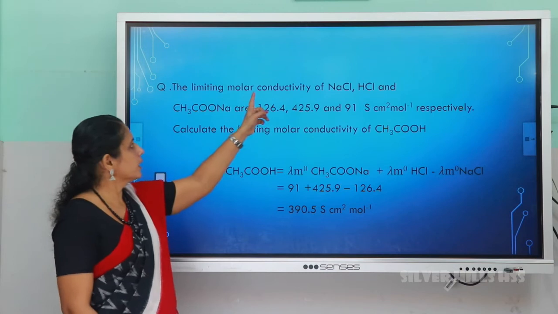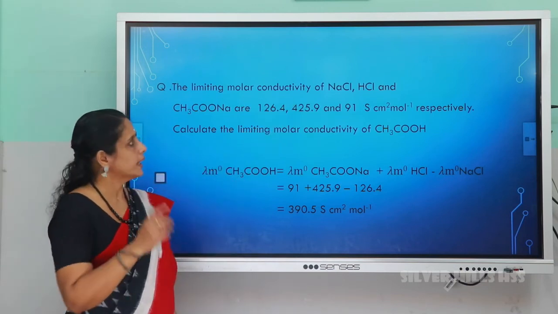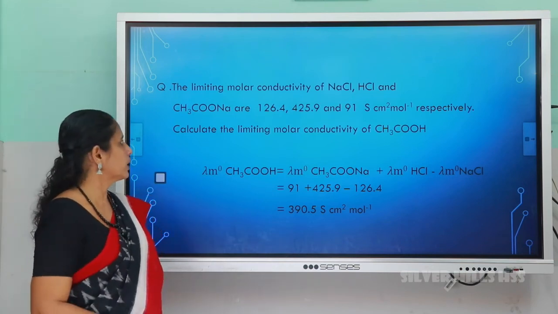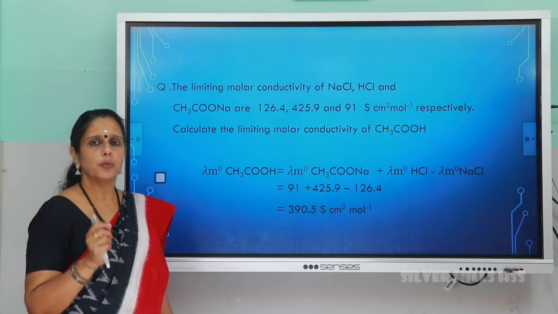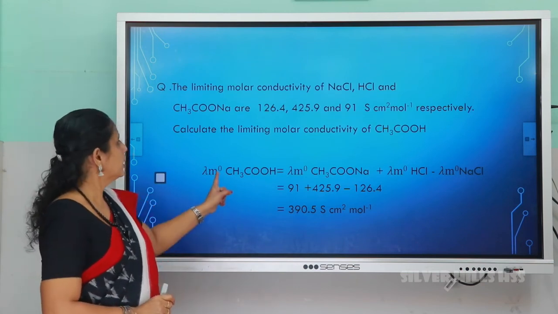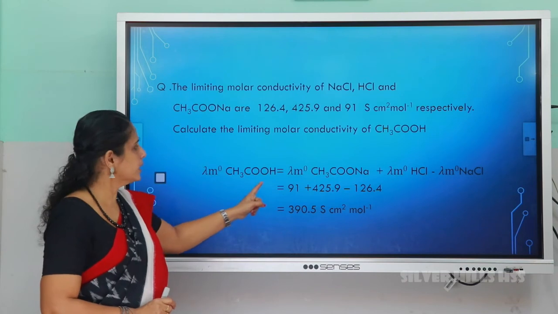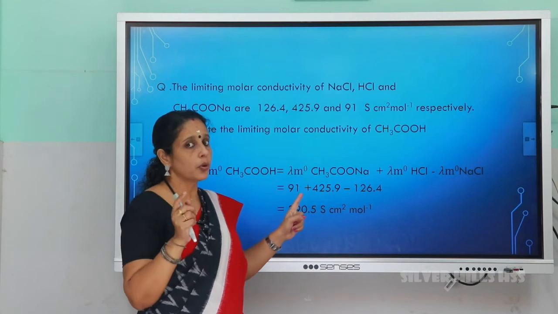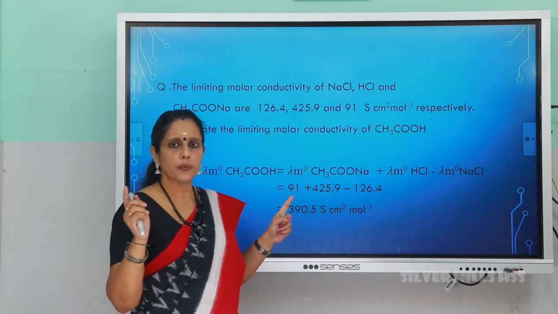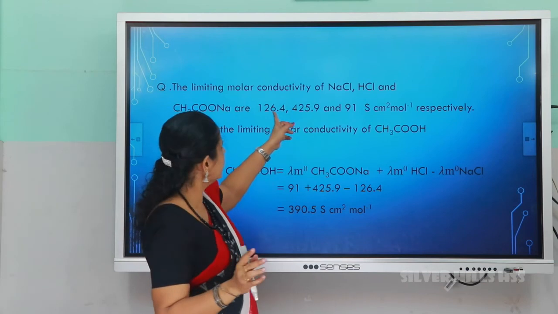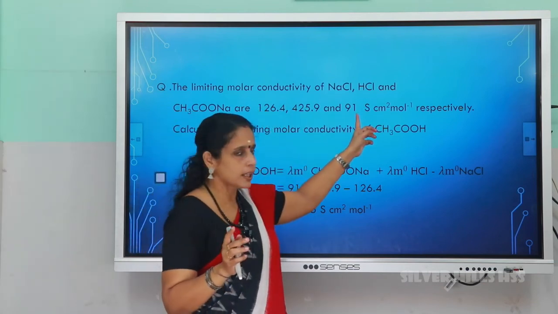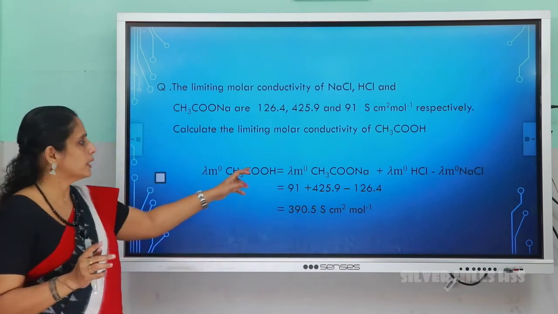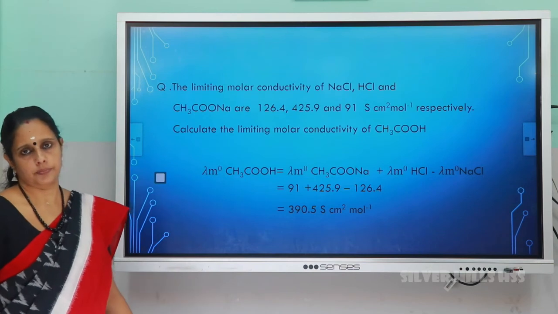The limiting molar conductivity of sodium chloride, HCl and sodium acetate are given. You have to calculate the limiting molar conductivity of acetic acid. So, the limiting molar conductivity of acetic acid is lambda m0 of CH3COO− plus lambda m0 of H+. So, by knowing the limiting molar conductivity of these three electrolytes, we can easily calculate the limiting molar conductivity of acetic acid by this method.